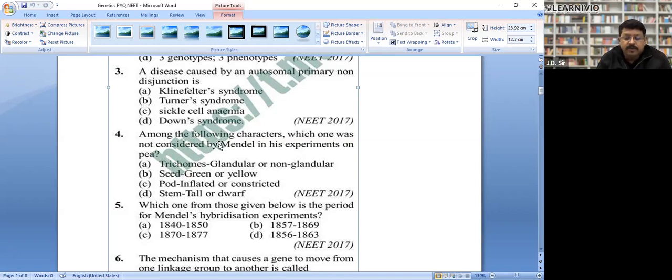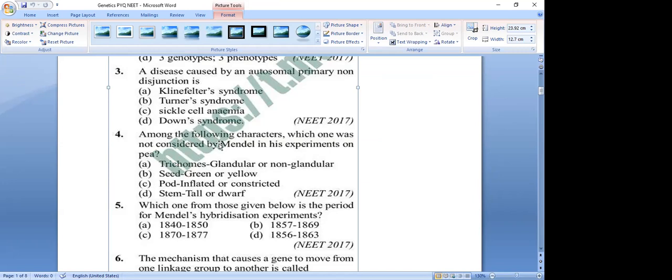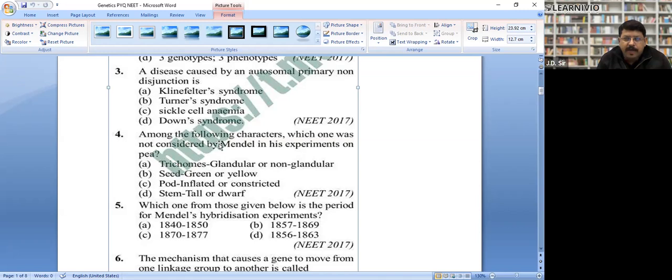Right. So in the 21st chromosome, out of these 23 pairs, there will be 23 pairs. But in the 21st chromosome, there will be one extra chromosome. So the total number of chromosomes will be 47. Out of this 47, it will be 45 plus XY. Clear? Yes. That is Down syndrome. Okay.